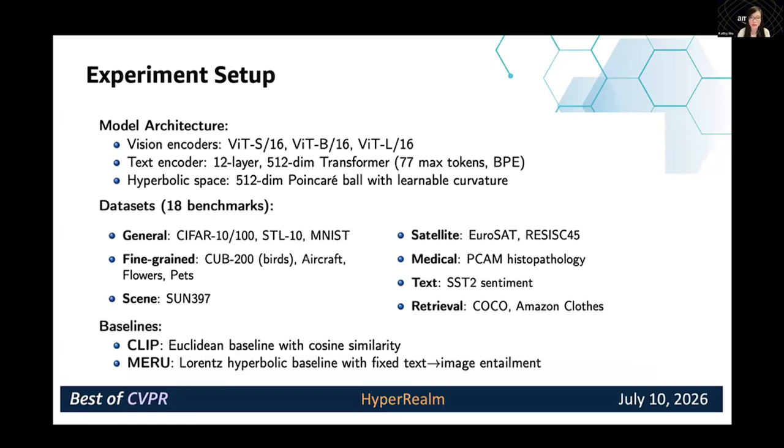And three model sizes are used as backbones. This tests whether benefits come from geometry, inductive bias, or just parameter count. And for the baselines, we compare against Euclidean CLIP and MERU, which uses the Lorentz model hyperbolic embeddings. This isolates the contribution of our Poincaré model. And the tests include zero-shot image classification and image-text retrieval.